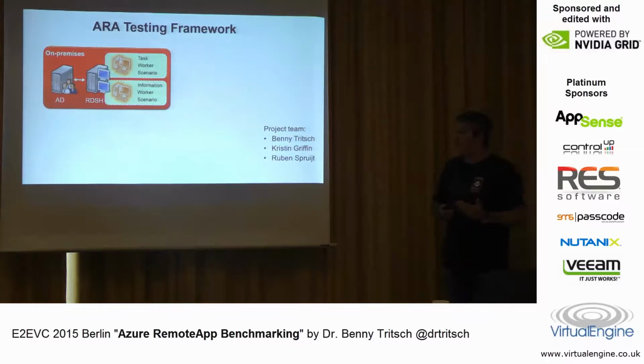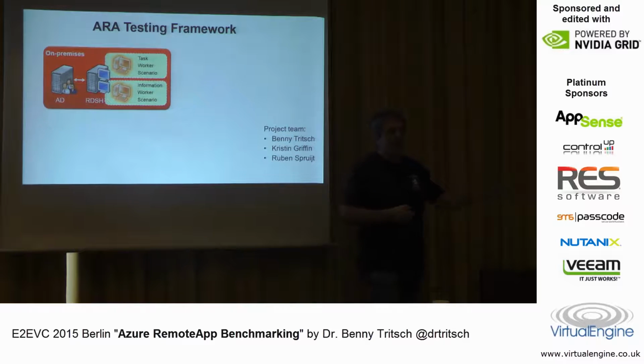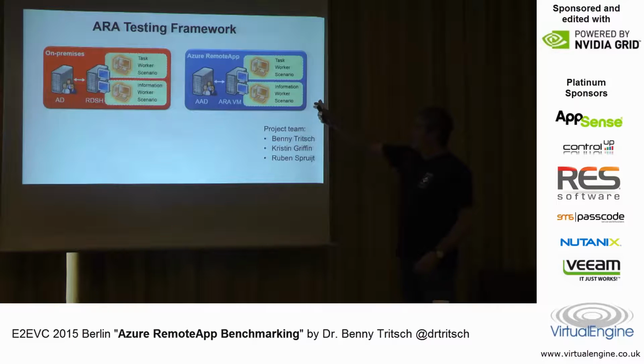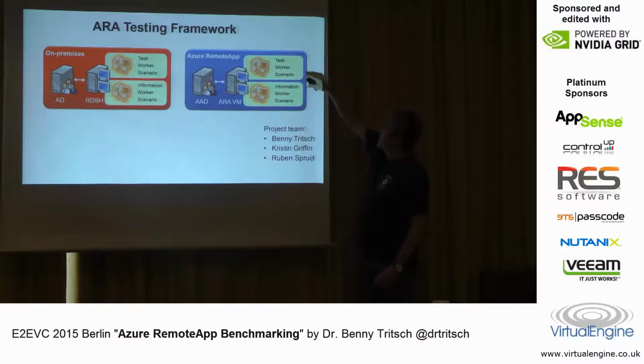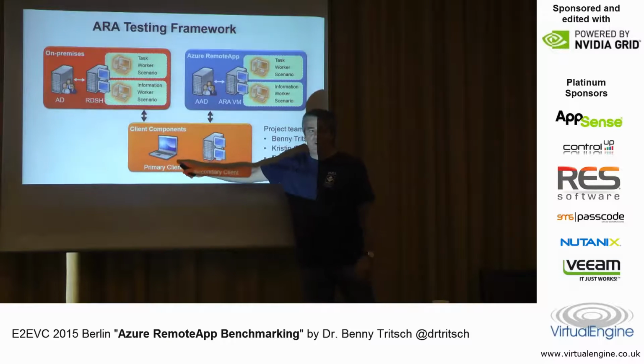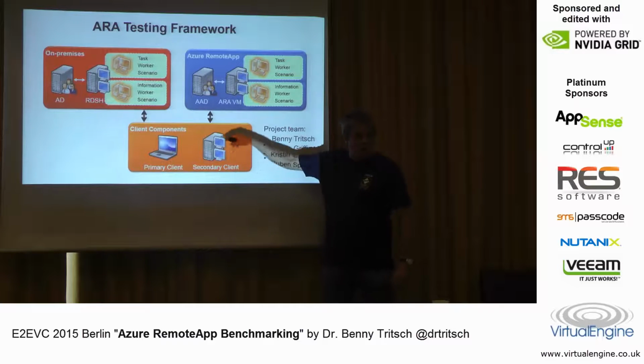So our testing framework: we have an on-prem environment that reflects what we see on Azure, because we want to see how good we are if we build our own A3 VMs with our own servers in our lab. Then we have Azure RemoteApp, and we have a task worker scenario and an information worker scenario, and I will cover that in a moment. Like you see, here's the project team, and then we have the client component. We have a primary client, a client that we are looking at, while we are generating load from a secondary client.